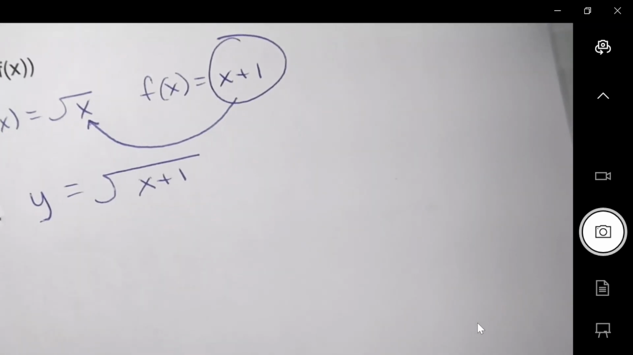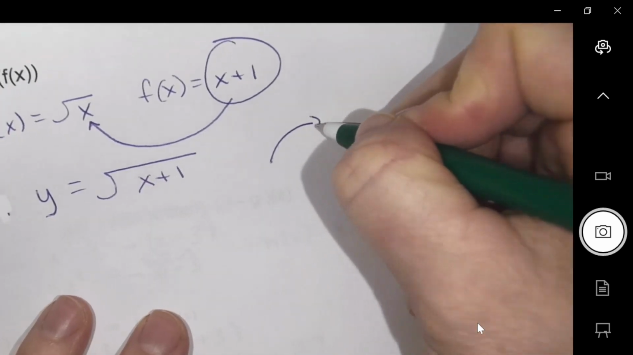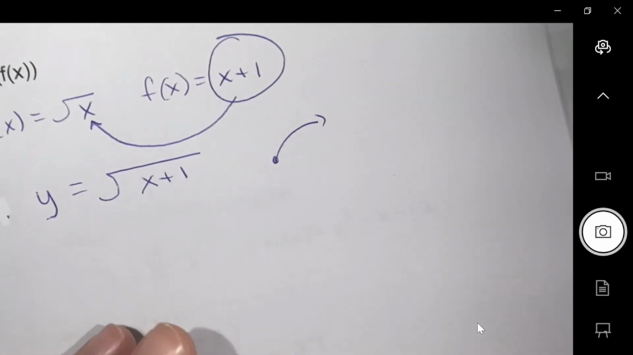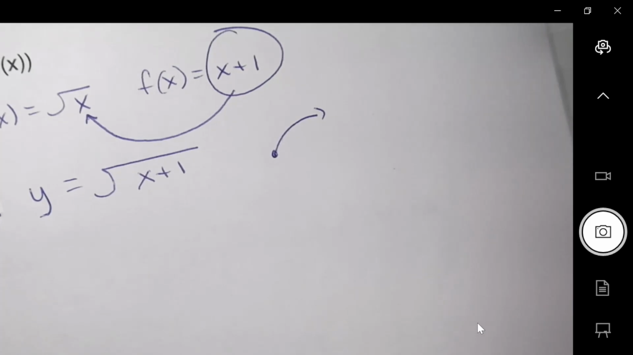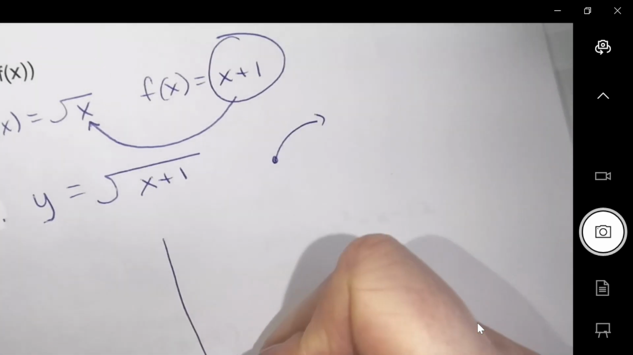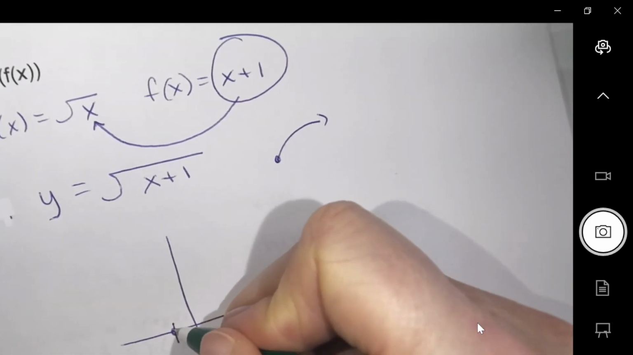How do you graph this? What kind of shape is it? It's a radical, which looks like that. That's a radical shape. Where's the shift? 1 in which direction? Left 1.